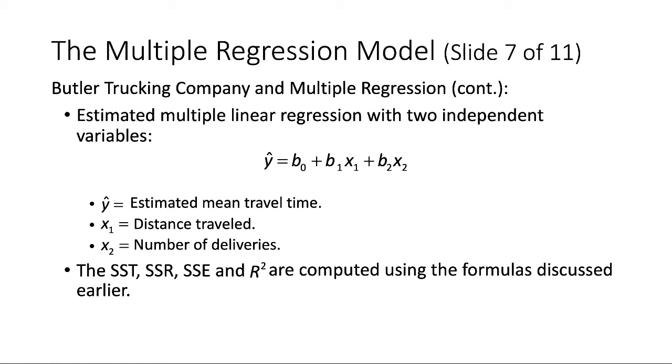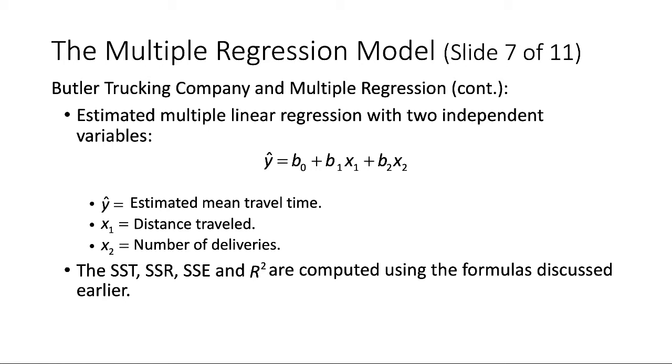So now the new data set consists of 300 observations, and each observation has not only the number of miles traveled, but also the number of deliveries made. So we now refer to the independent variables miles traveled as x1 and the number of deliveries as x2. In multiple regression, R-square is often referred to as the multiple coefficient of determination.